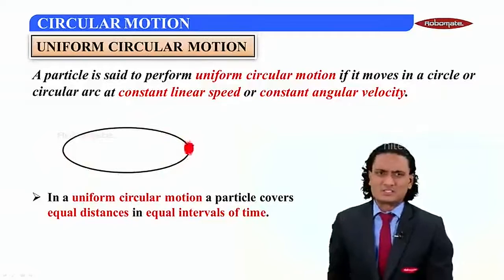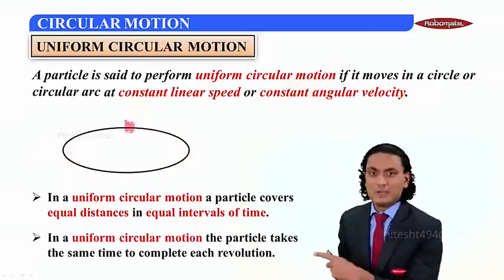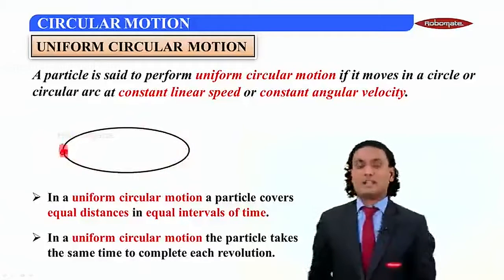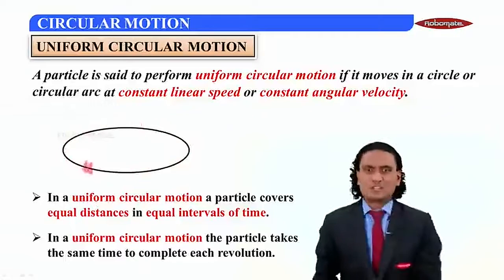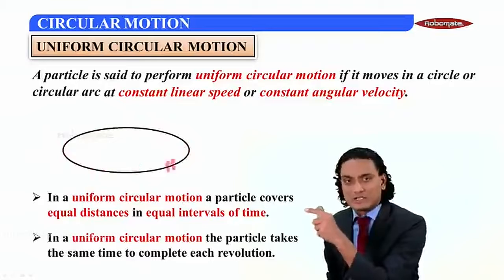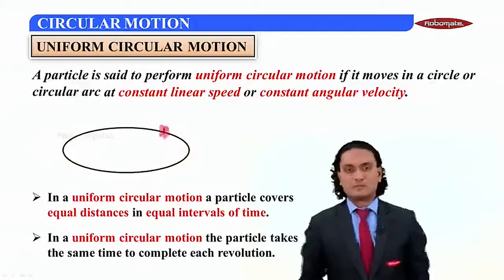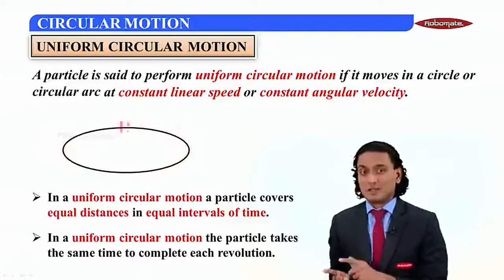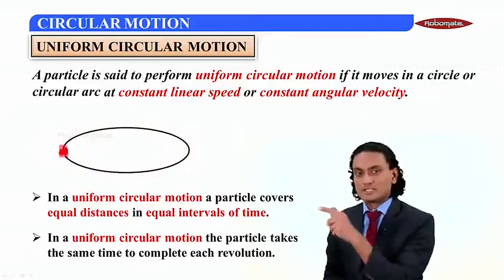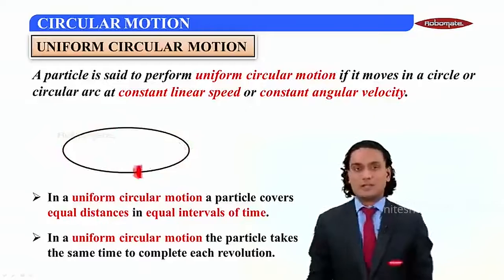Now, based on this, I can give one more important point. What is that? See here. In a uniform circular motion, the particle takes the same time to complete each revolution. Why? Again, constant linear speed or constant angular velocity. So it is going to cover equal distance in equal time. So the particle should take the same time to complete each revolution. Is that clear? So students, this is very, very important. Definition of UCM and these 2 points. Alright, equal distances in equal intervals of time and the particle will take the same time to complete each revolution.